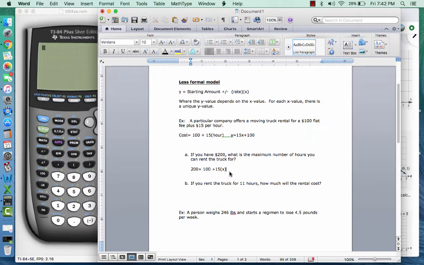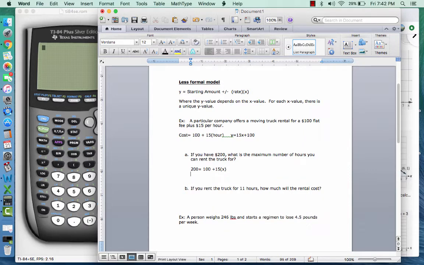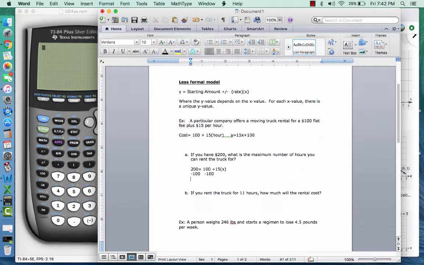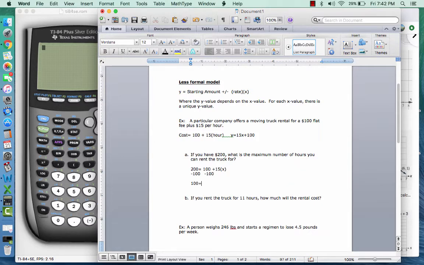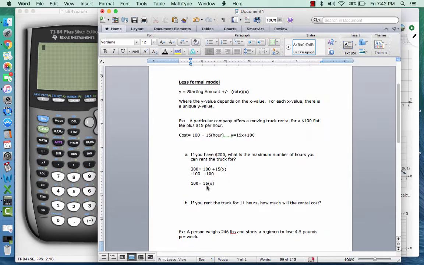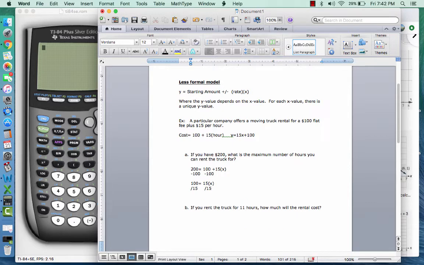Okay, so now I've got to solve this equation, and to do this, it's going to be two steps. The first step is to subtract 100 from both sides of the equation. So minus 100, minus 100. That cancels the 100 on the right, and then 200 minus 100 is 100 equals 15 times X. The next step to isolate X is to divide by 15. So I divide by 15, divide by 15, and I'll get X equals 100 divided by 15.